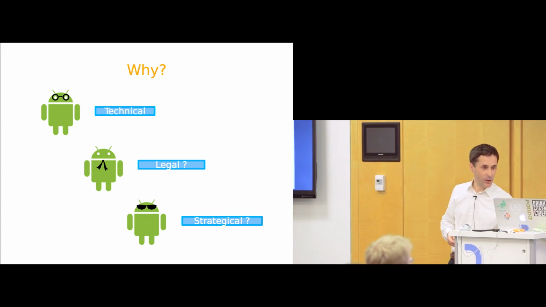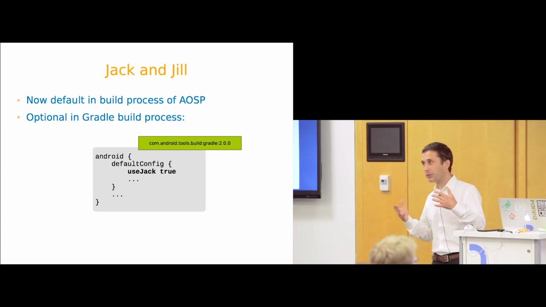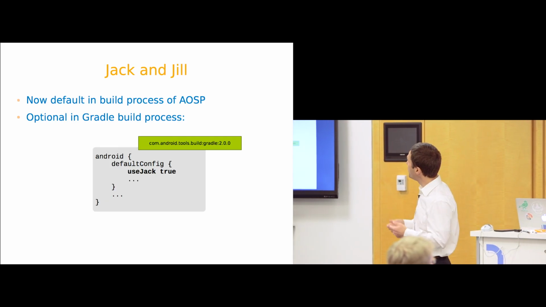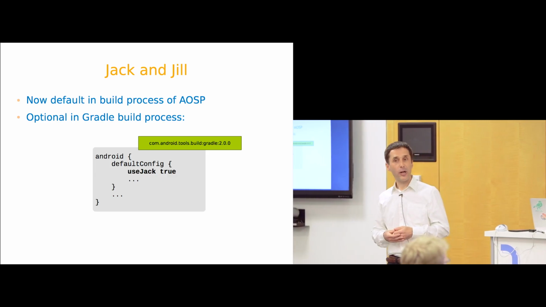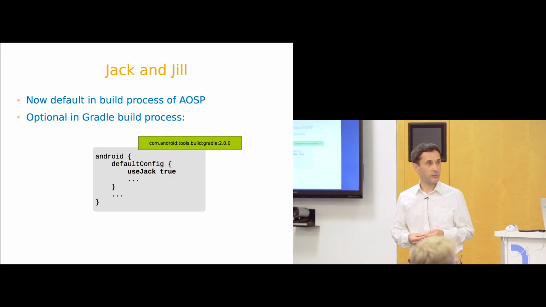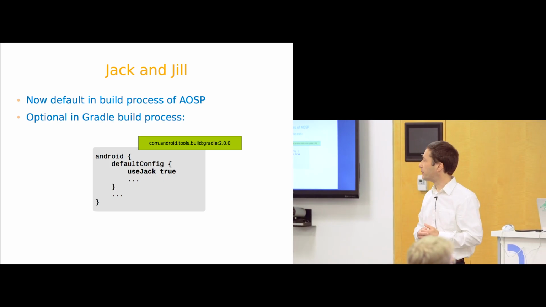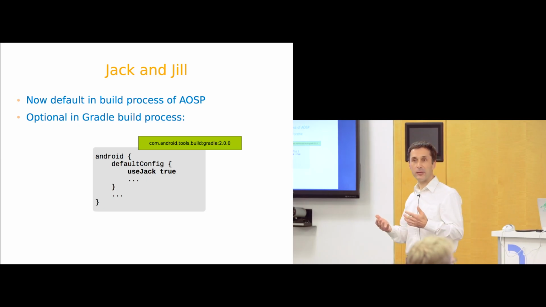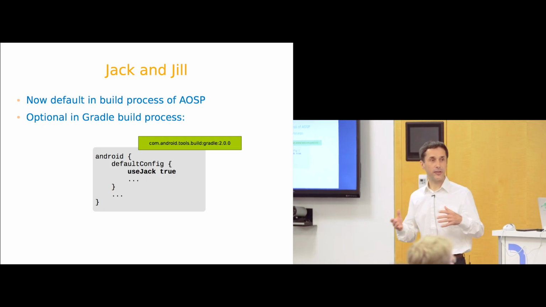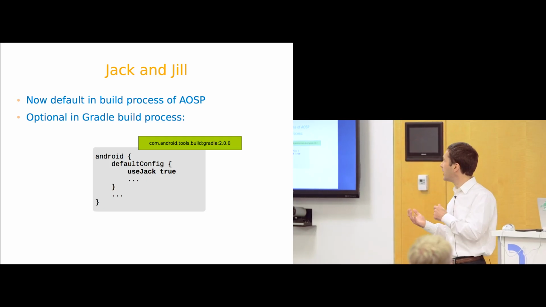So I'll mostly focus on the technical part, and first of all, the easy part. How do you enable Jack and Jill? Well, if you're rebuilding Android from scratch, the entire Android environment with the AOSP, the Android Open Source Project, then it's actually already the default. So instead of using the traditional compilers, you'll be using Jack and Jill by default.